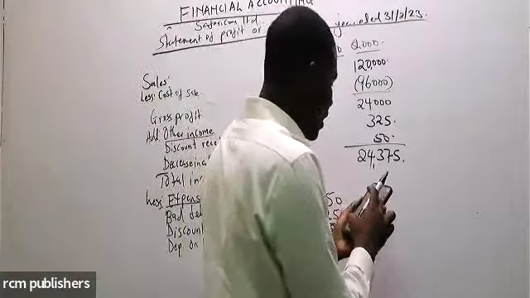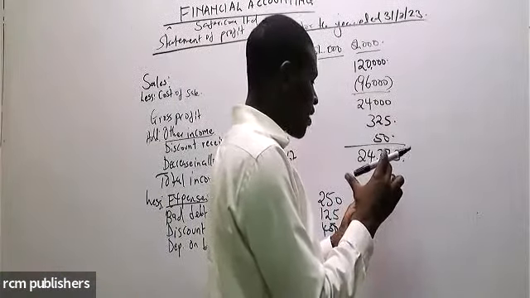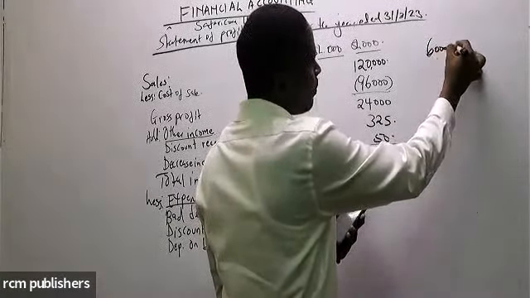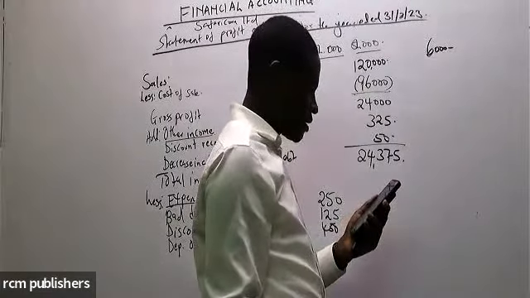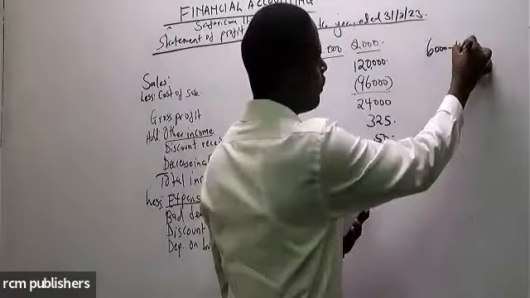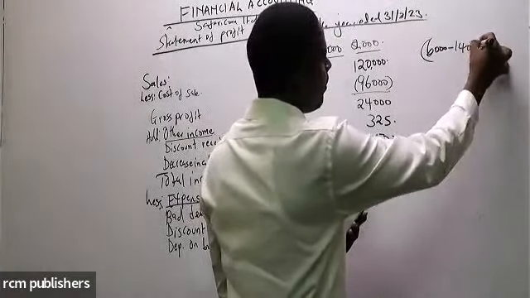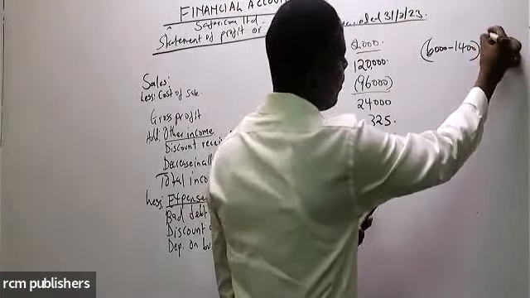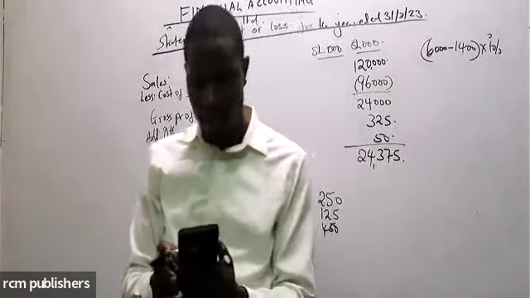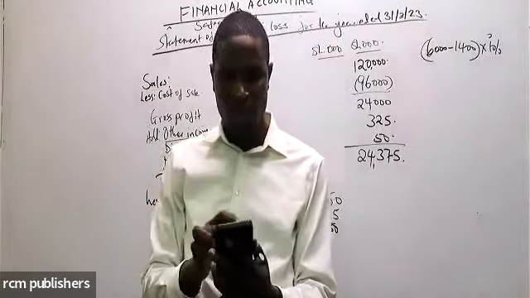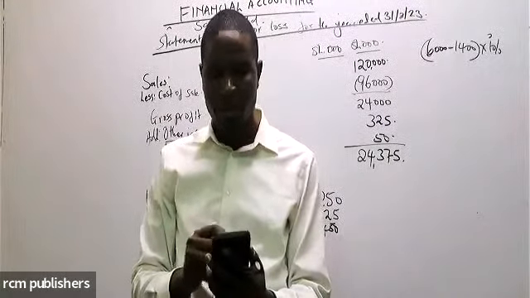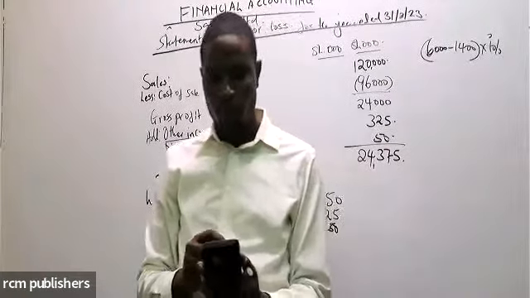So anytime you are asked to use the straight line method, look at the cost. The cost is 6,000. You have to raise a depreciation of fittings, which is 1,400, and then you apply the rate to get the depreciation for the year. So 6,000 minus 1,400, I'm getting 4,600.